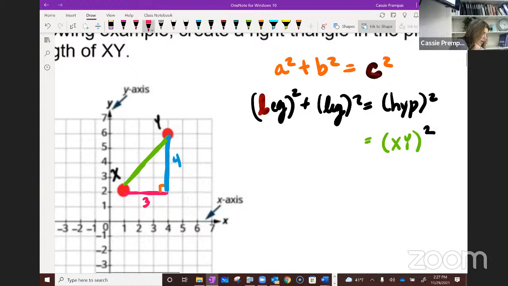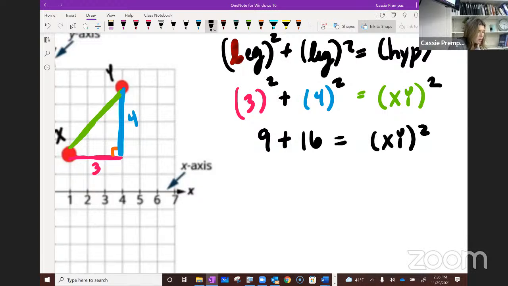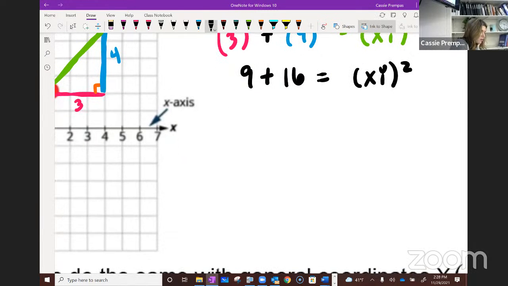The length of one leg we counted was 3 units. So I know that 3 squared plus the length of the other leg was 4 units. So I know 4 squared will equal the length of XY squared. Now let's just solve this. What is 3 squared equal to? 9. What's 4 squared? 16. So I know 9 plus 16 equals XY squared. What is 9 plus 16?